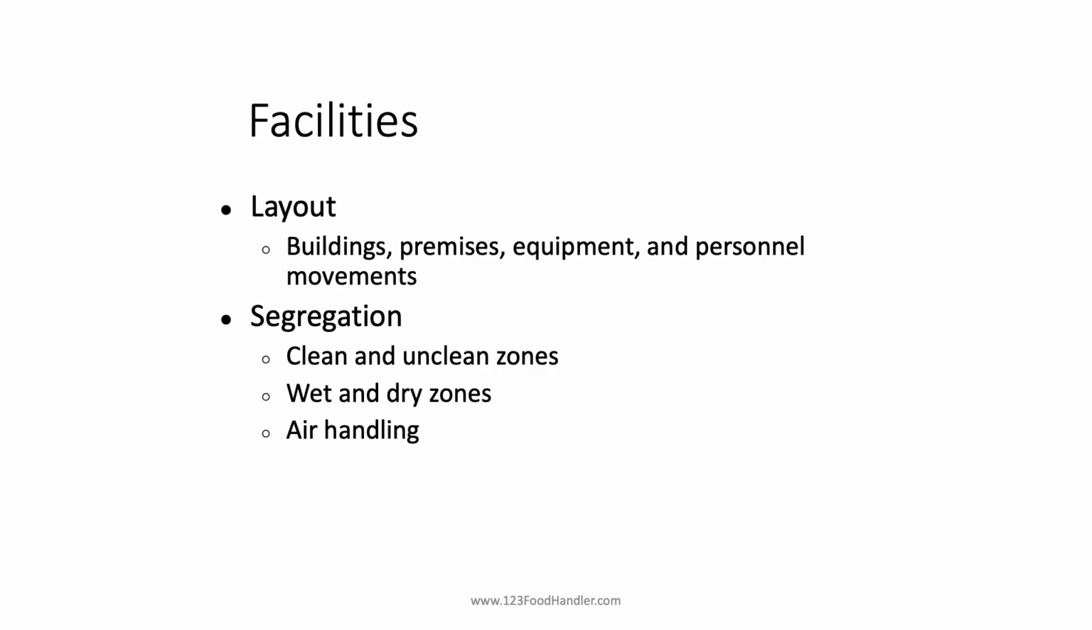All right, let's go back through some of those areas where we're going to want to set up prerequisite programs, like the facilities. We'll look at the layout, the buildings, the premises, the equipment, and the personnel movement. Create policies, procedures, programs to minimize the transfer of pathogens, transfer of allergens, minimize adulteration of the foods we work with by looking at the layout, looking at segregation, looking at where we have clean zones and unclean zones, where we have wet areas and dry areas, and how's our air handling. These are some of the things we'll look at when we consider our facilities.